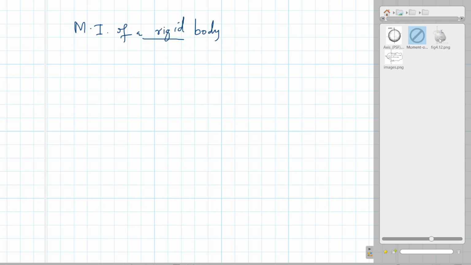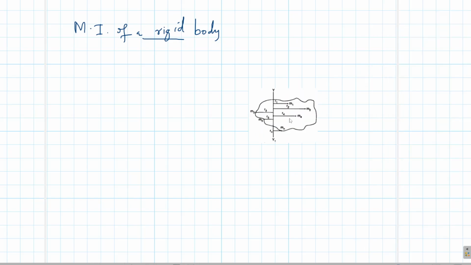Now, having understood the basics of moment of inertia and having defined the moment of inertia of a small particle, let us try to find out the moment of inertia of a rigid body. The rigid body consists of plenty of small particles. It is formed by small particles that are collected together and kept together. We define a rigid body as a body in which the relative position between different points or different particles does not change with time.